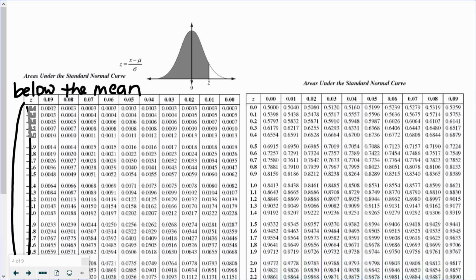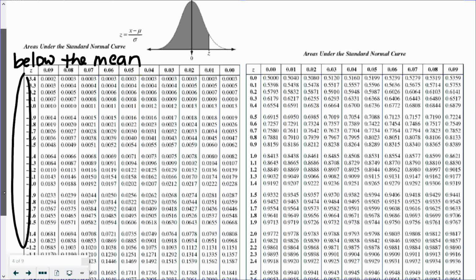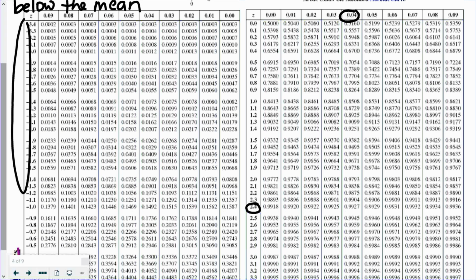So 2.44, I don't have a negative, so I'm not using the chart on the left side, but 2.4 is right here, 2.44, so I need to go down and across. So 0.9927, which represents 99.27% of the data.